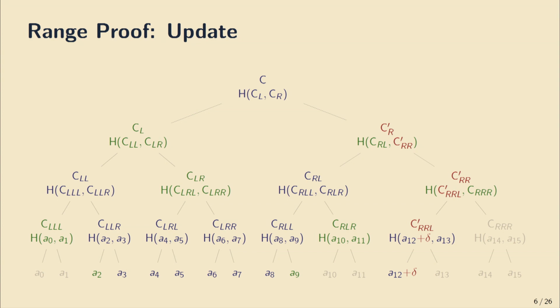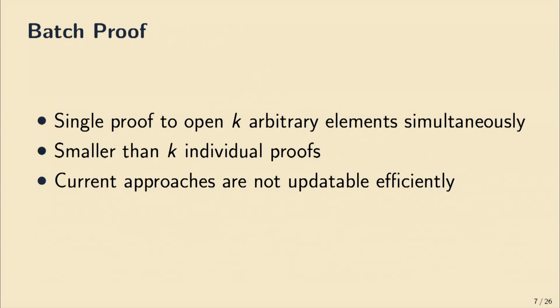Now, what we're building is what we call a batch proof. What's the difference between a batch proof and a range proof? A batch proof is a single proof of k arbitrary elements in the Merkle tree, not a successive set of elements, arbitrary. That's very important. And a batch proof should be smaller than k individual proofs. We don't want to give k individual proofs. It needs to be independent of the number of elements in the proof.